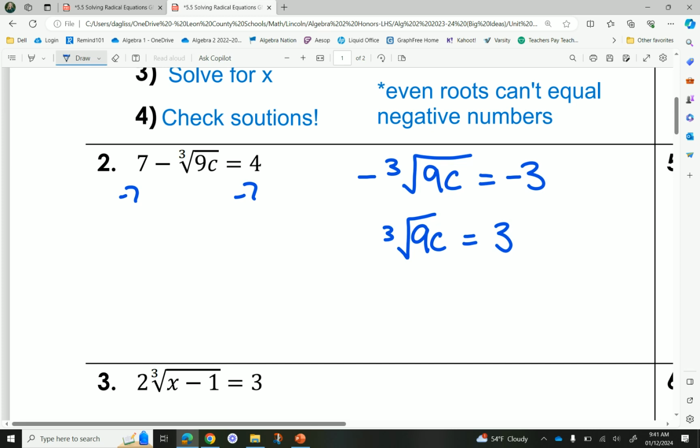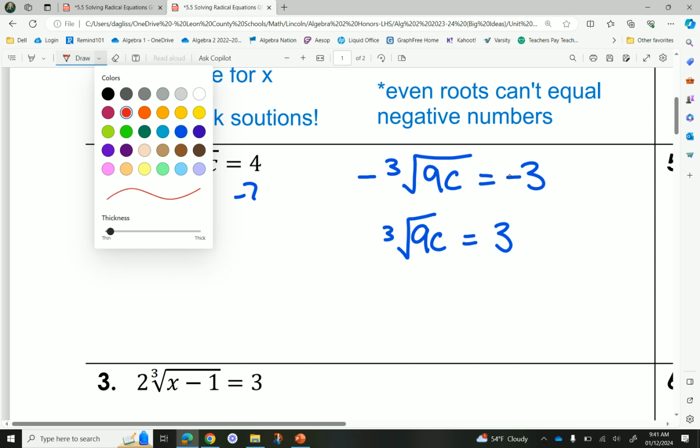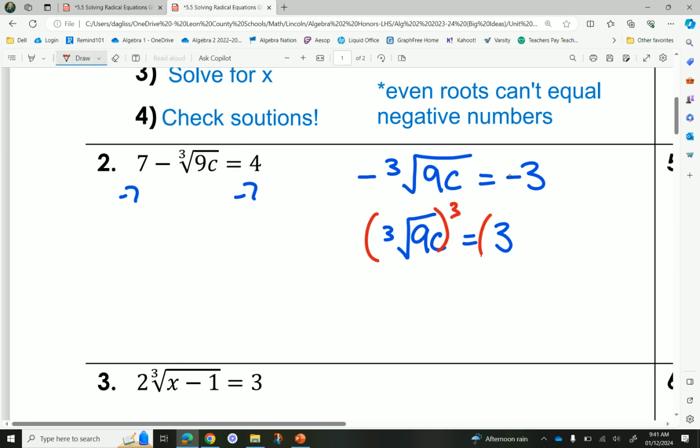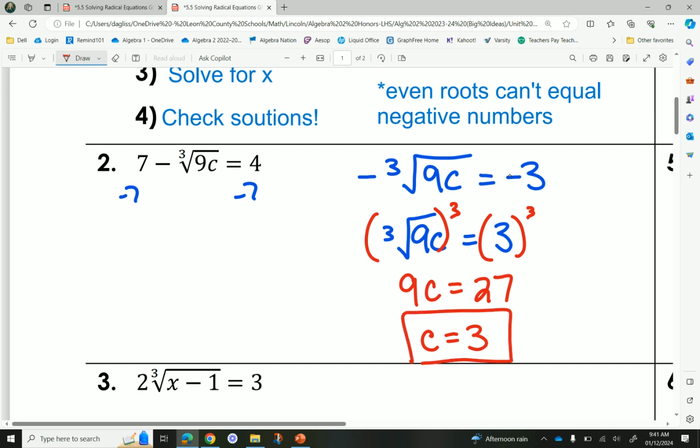Now we can finally bring the index. And what is my index this time? It's my 3. Good. So we are going to cube both sides to give me 9c equals 27. Final step, what's my c going to equal? 3. Good. Why did I go ahead and draw a box around that so quickly? It was a cube root, so I don't have to check. Can you check if you want to, just to be sure? Go for it, if you really want to.